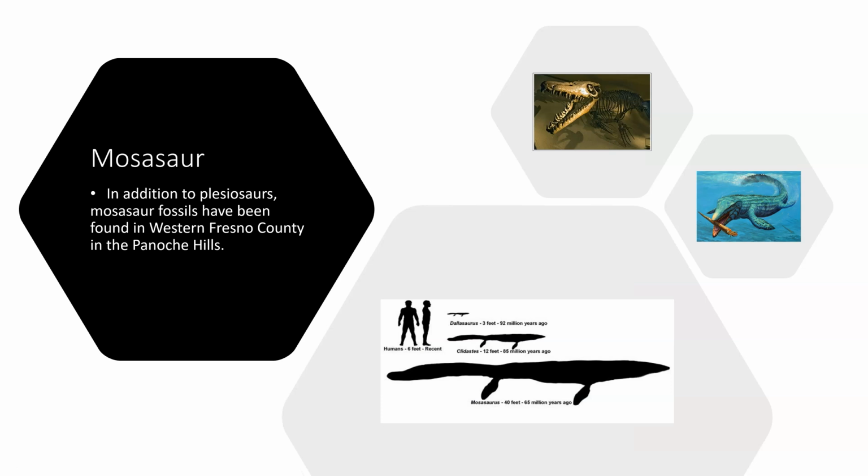Another indicator is the mosasaur. These have also been found in the same location in western Fresno County in the Panoche Hills. These mosasaur fossils are similar to what you would maybe think of as a modern crocodile, but they are massive, so they can be up to 40 feet long.